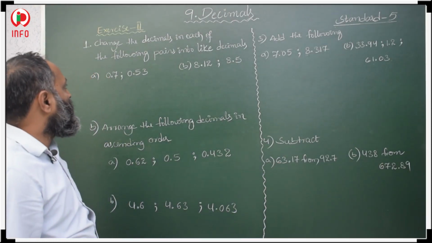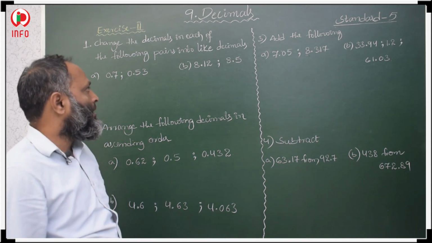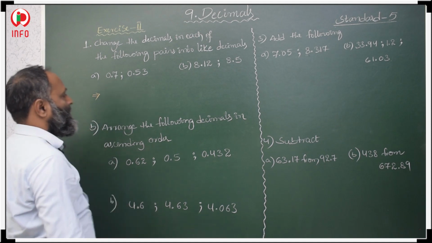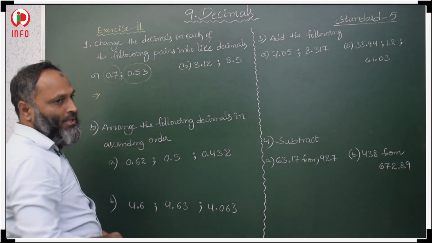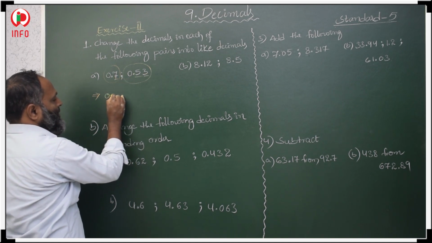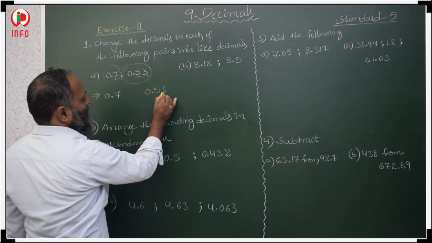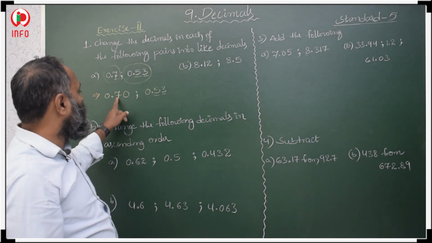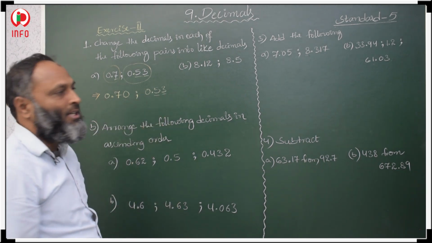Now students, see here in exercise 2. The first question: change the decimals in each of the following pairs into like decimals. So how to convert these given pairs into like decimals? Here this is the first decimal, this is the second decimal. In the first decimal, after the decimal point we have two places, here only one place, 0.7, 0.53. Here we have two places, here also we should take two places, keep 0. So now we have two places after decimal here, and two places after decimal here. So these two are like decimals now.